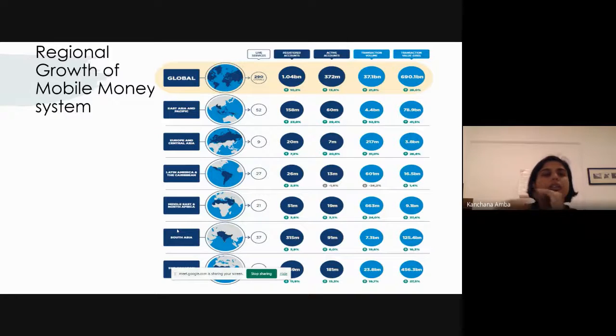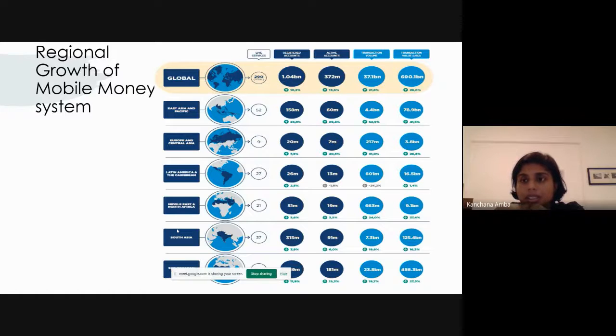Now, if you look at the global picture, in Sri Lanka it's not so large, but globally, mobile money is quite big, especially in countries where there is a lot of distance involved, and also the income levels as well. Now, if you look at it globally, this is 2020 data. And we can see that registered accounts, active accounts, transaction volumes, transaction values, everything has increased, right?